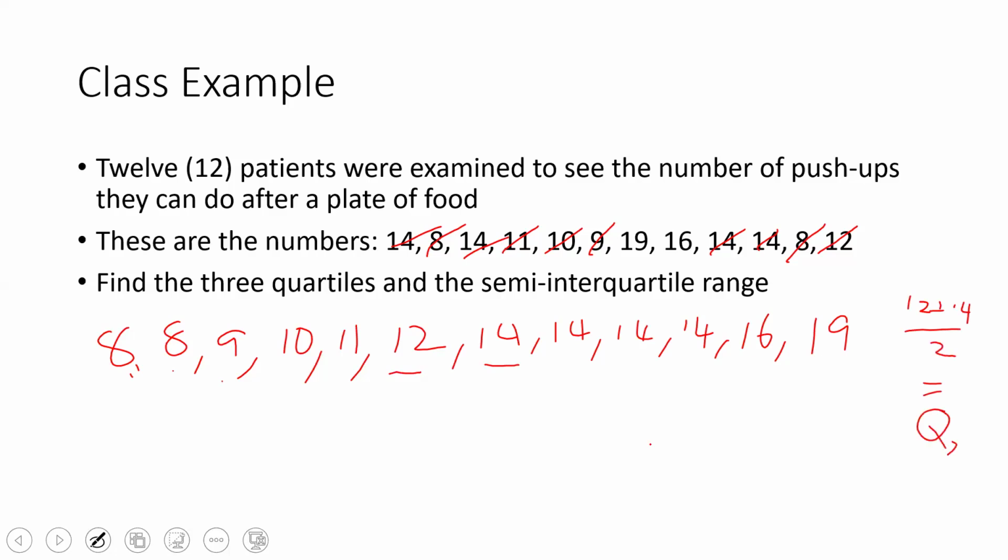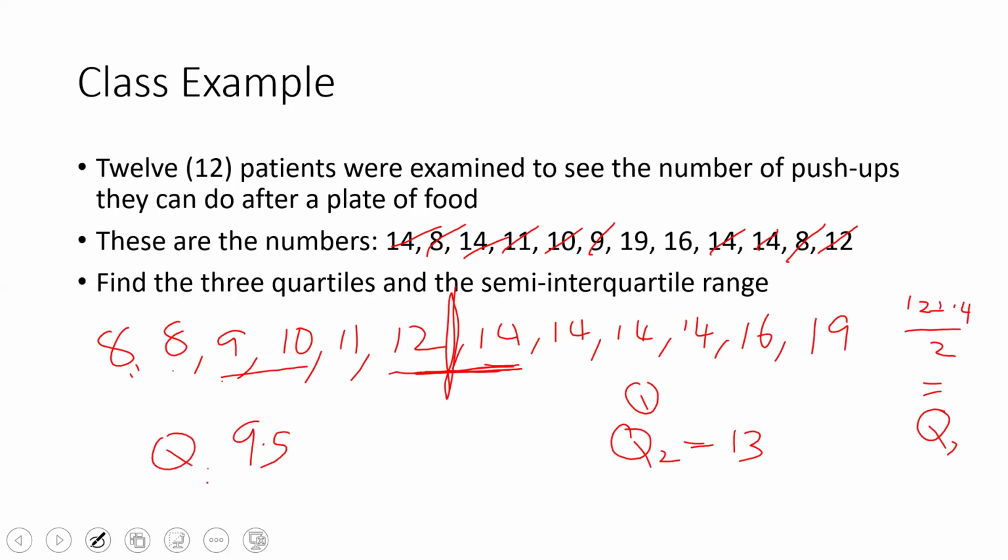That is 13. So Q2 is 13. That is the median of this set of numbers. Q1 is to count from here and look at the middle. Q1 is going to be 9 plus 10 divided by 2. That's 9.5. That's Q1. And my Q3 is going to be the median also here. 14 plus 14 divided by 2. Q3 is 14.